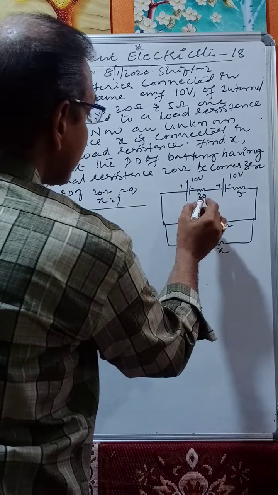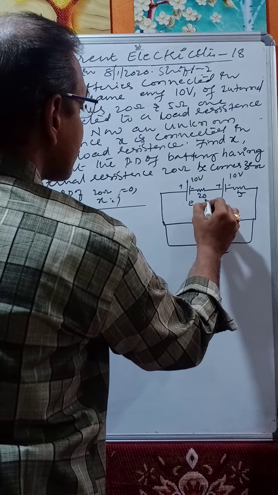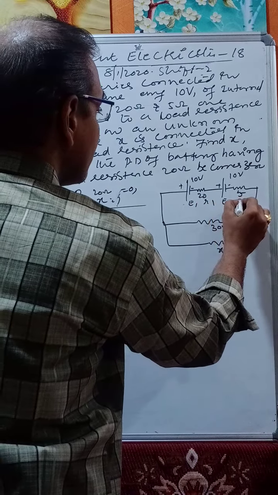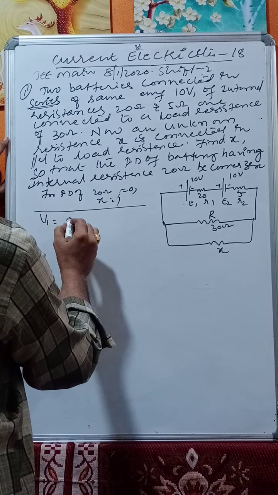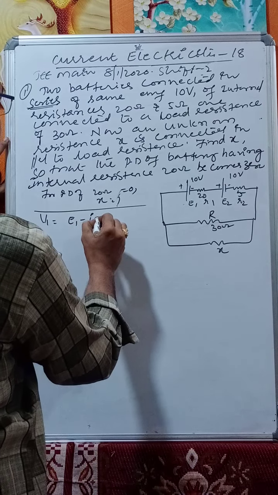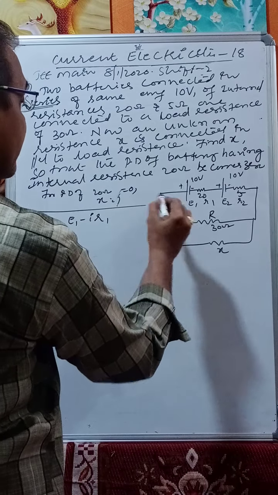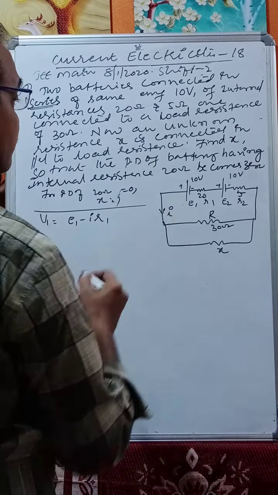Now for this one, let us take this one as E1, this is R1, this is E2, this is R2. Let us take this one as R. Now what is the potential drawback of the first battery? V1 is equal to E1 minus IR1. Let the current be high here. V1 is equal to E1 minus IR1.